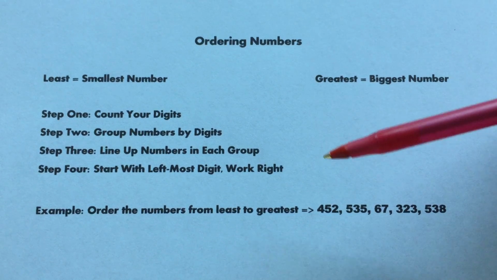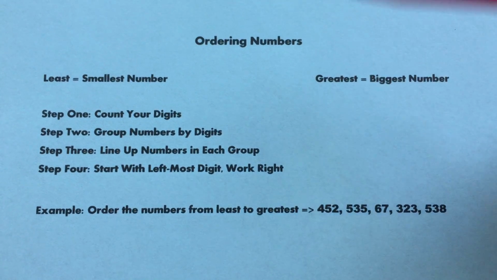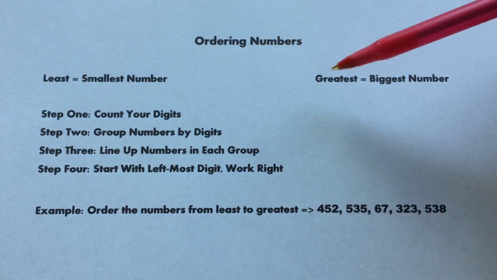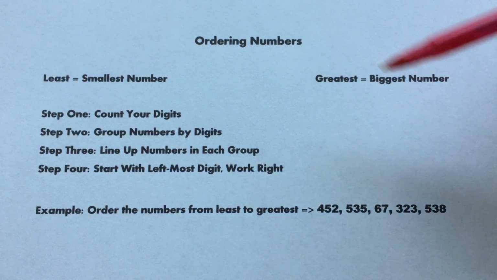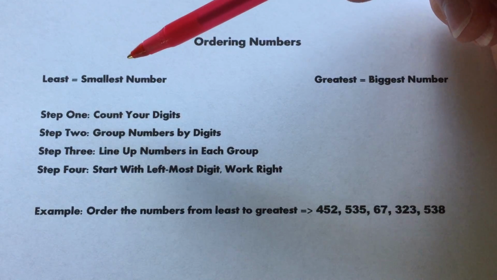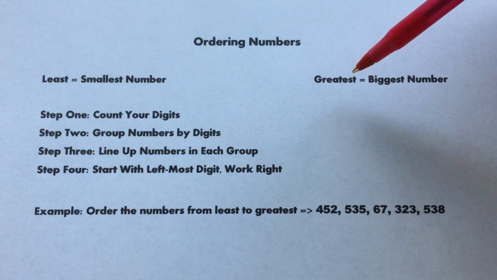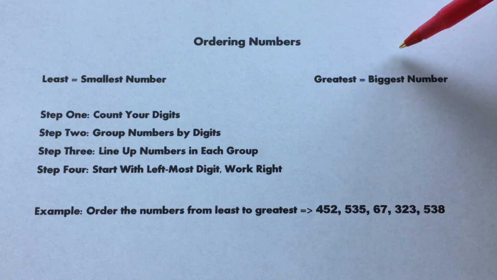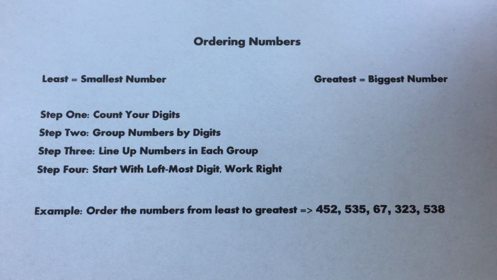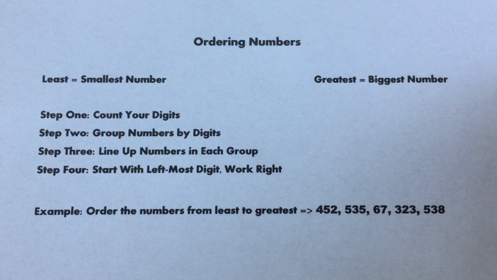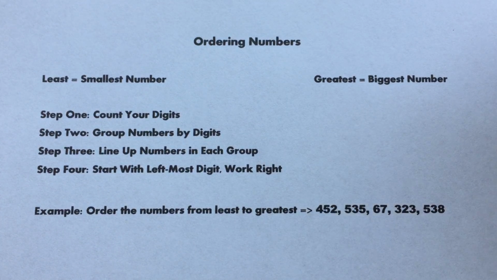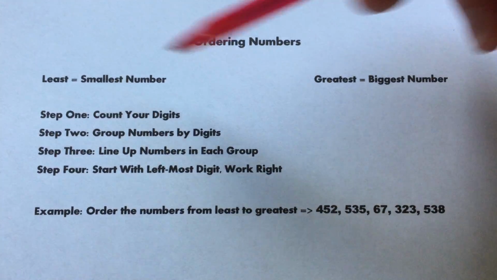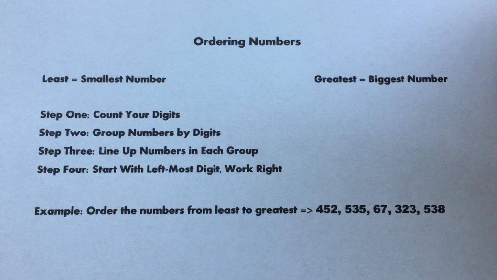And we're going to see two words over and over again. We're going to see the word least. We're going to see the word greatest. Okay? Least meaning the smallest number, and of course, greatest meaning biggest number. Okay, so least, smallest, greatest, biggest. So if they ask for an order of certain numbers from least to greatest, that means they want them from smallest to biggest. Now, how do you figure that out?